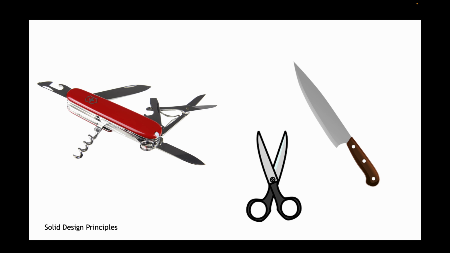Now, let's consider knife and scissor as different objects. Suppose you need to sharpen the knife. You can easily do that without affecting the scissor. As a result, the maintenance cost in this case will be lower.